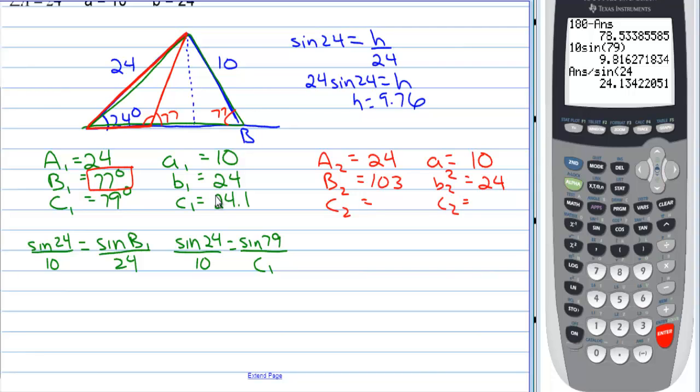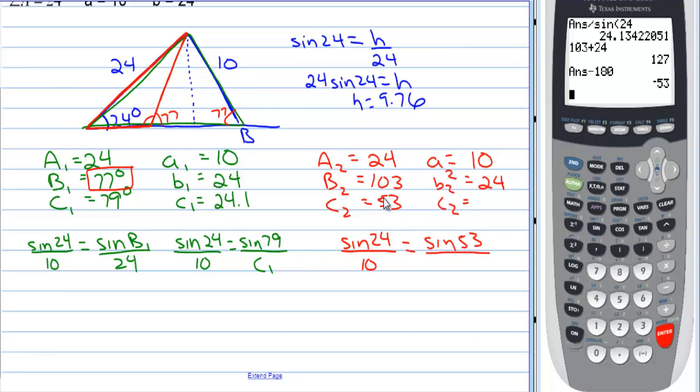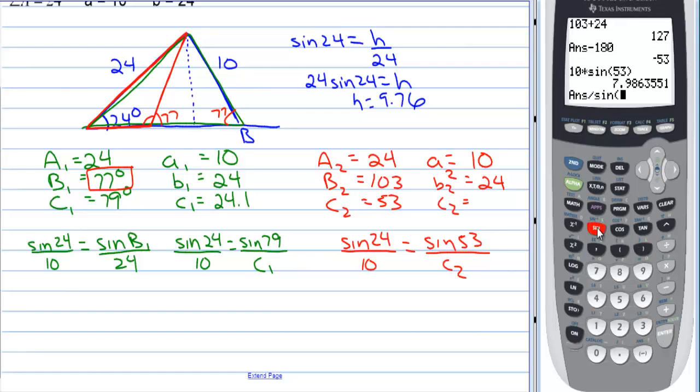Dang. So 103 plus 24 minus 180. So we do a couple of minus 180s. That's 53. Sine of 24 over 10 equals sine of 53 over C2. 10 times sine of 53, and then divide that by sine of 24. And so 19-ish. 19.6.